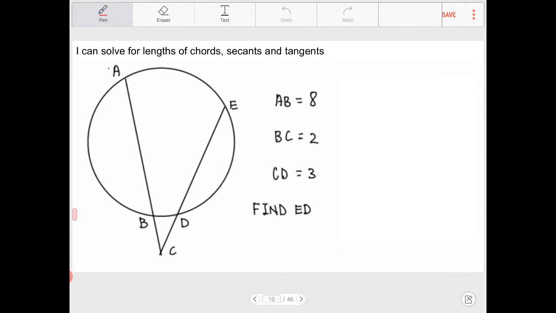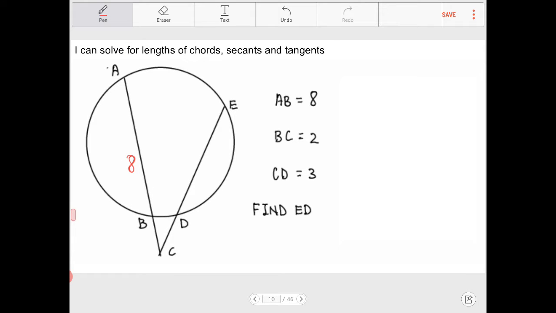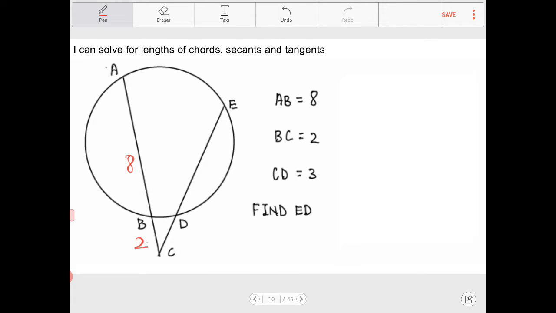Let's take a look at the second problem. Pause the video to see if you can figure this out. What I have now is two secant lines intersecting. I have the length of AB, which is 8, and the length of BC, which is 2, and the length of CD, which is 3. And I'm trying to find the length of ED, which I don't know.